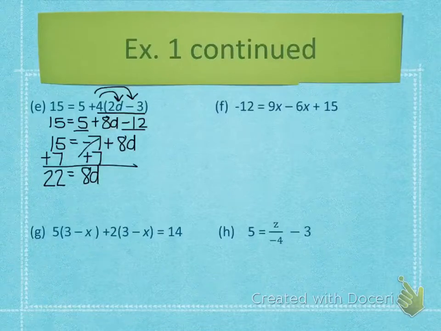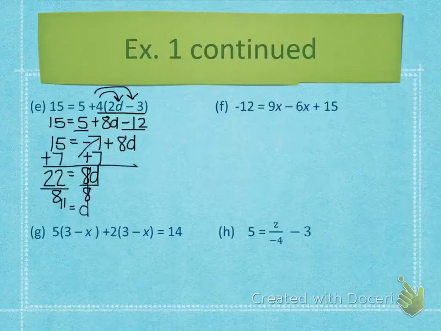How do we finish off this problem? Divide both sides by 8. Now look, there's an improper fraction. I'm okay with you leaving it improper. I want you to leave it improper. But will it reduce? Yes. What does it reduce to? 11 over 4. And of course, we just make sure that we write D equals 11 fourths as our final answer.